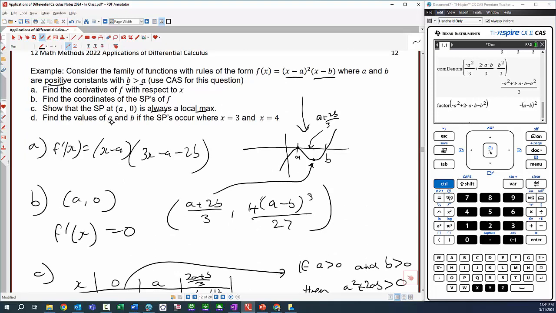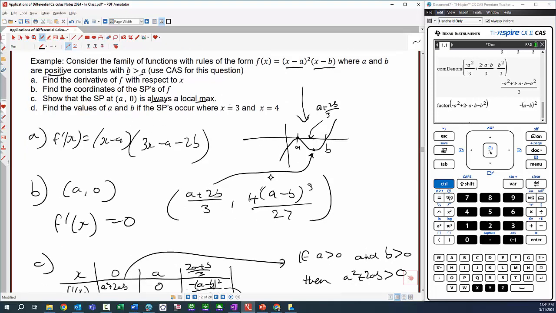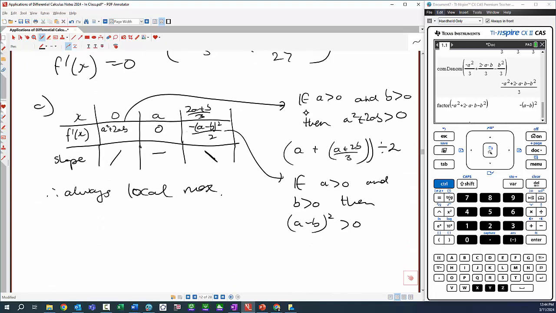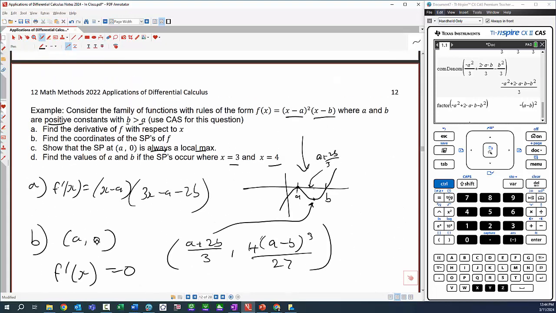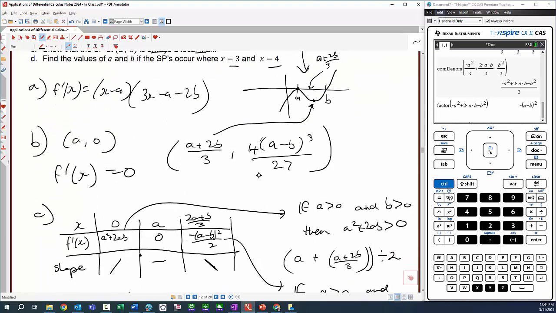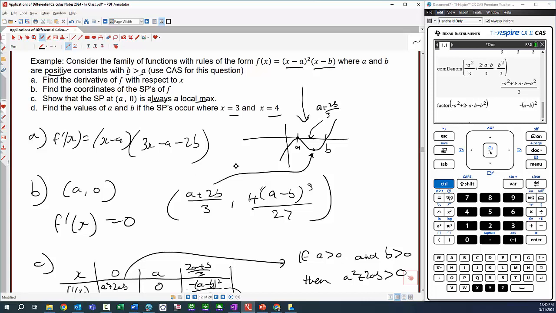D. Find the values of A and B if the stationary points occur where x equals 3 and x equals 4. Well, the first thing I know is that this value here, A, has to be 3. And the reason I know that is that the B value is greater than the A value. So given that the A value occurs first, this is the lower number, it has to be 3. The other one is going to occur when x equals 4. So I know that the stationary point occurs for this particular x value, a plus 2b on 3.